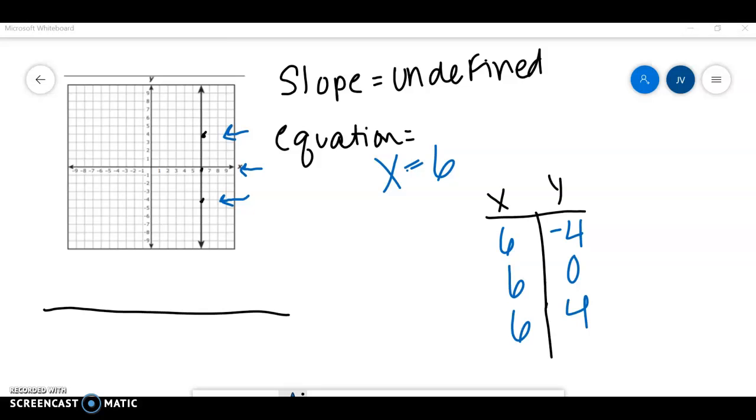Remember, when in doubt, just build a table. It'll help you see what your equation should be.